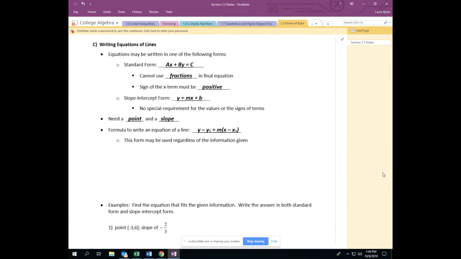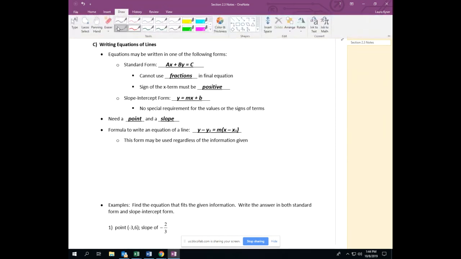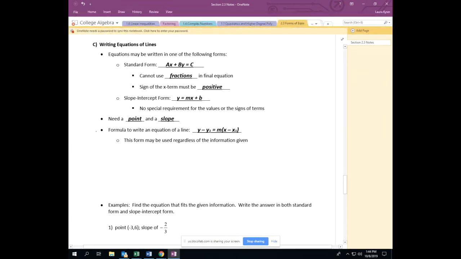All right, part C. This is probably the most involved part, writing equations of lines. There are a couple of different methods that we are going to have to use. Sometimes we're asked to write our equation in standard form. Sometimes we're asked to write it in slope-intercept form. When I am writing equations of lines, I do not use this stuff down here. You are welcome to use it if you want, but I do not use this point slope form. I don't use any of this.